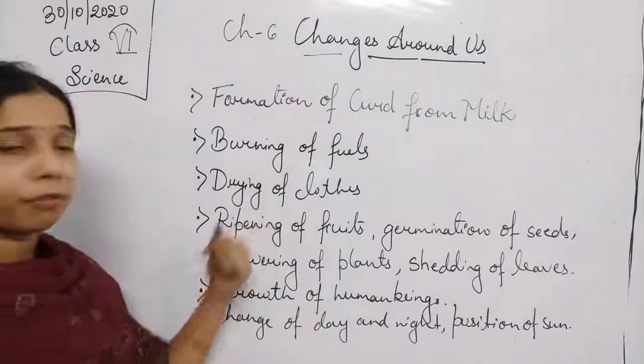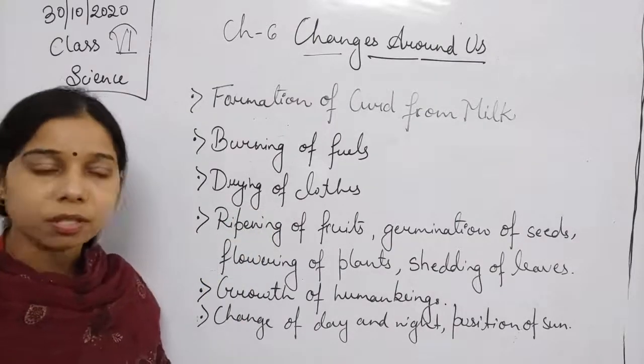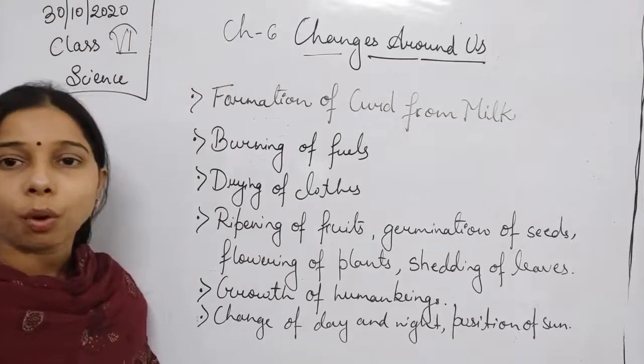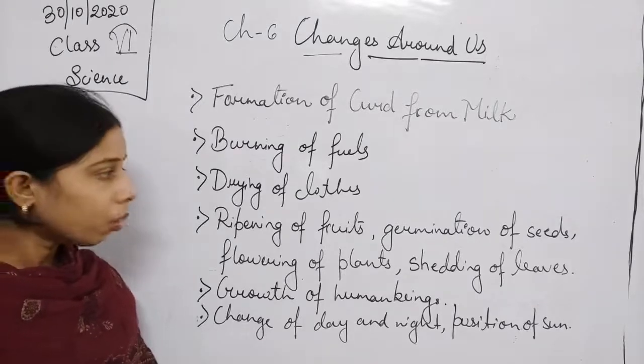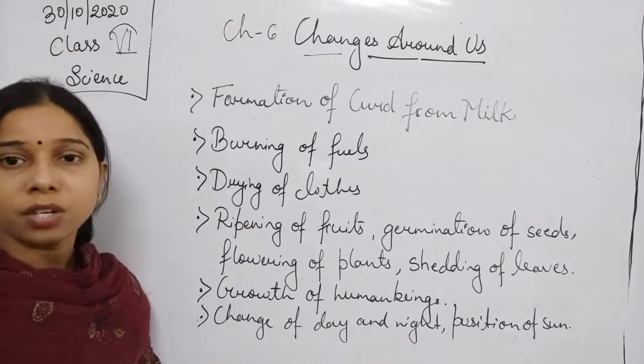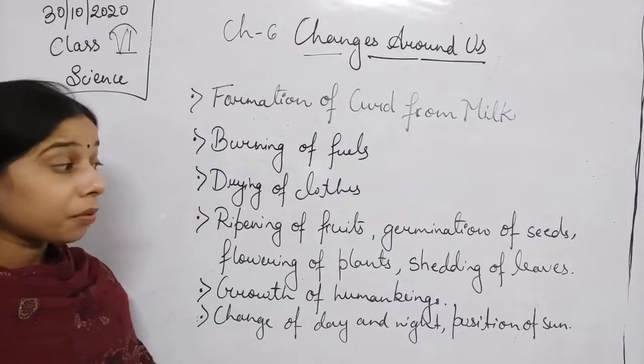Then if you see drying of the cloth, due to the evaporation process, the water which is present in the wet cloth will get converted into the water vapor, and the clothes get dried. So that is also a kind of a change. Then ripening of the fruits.